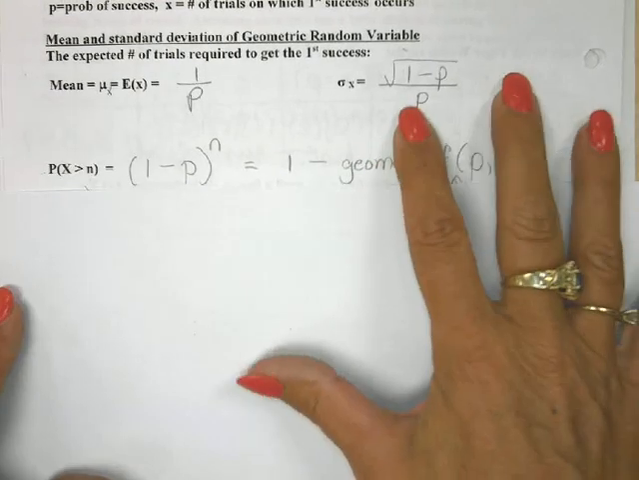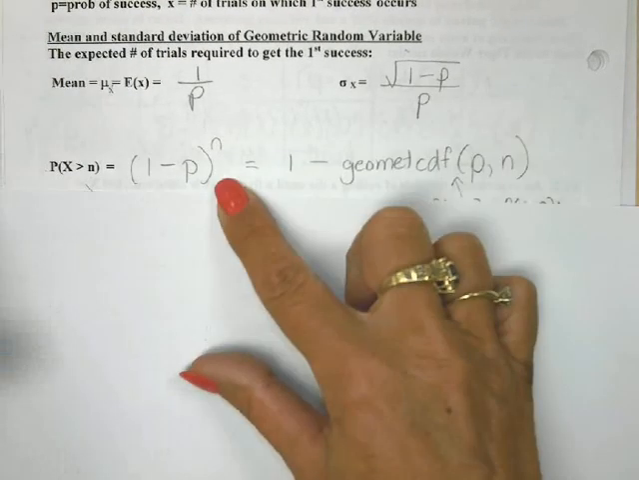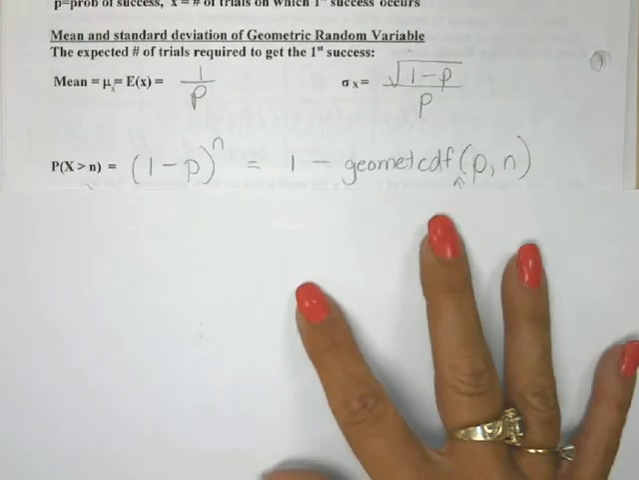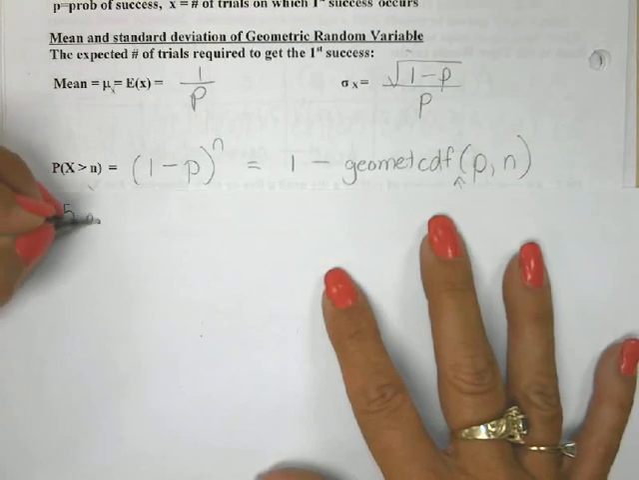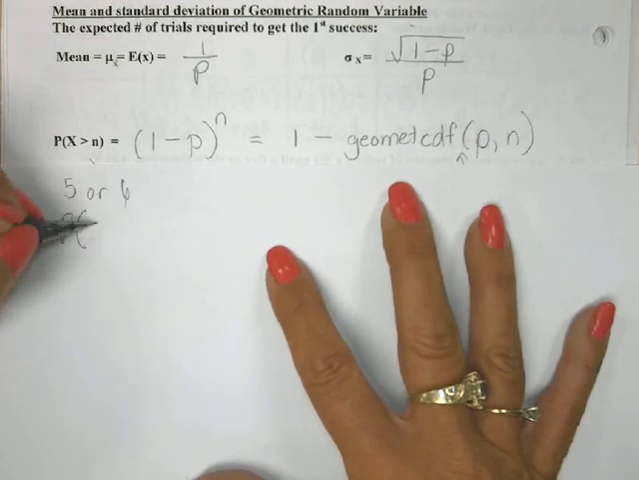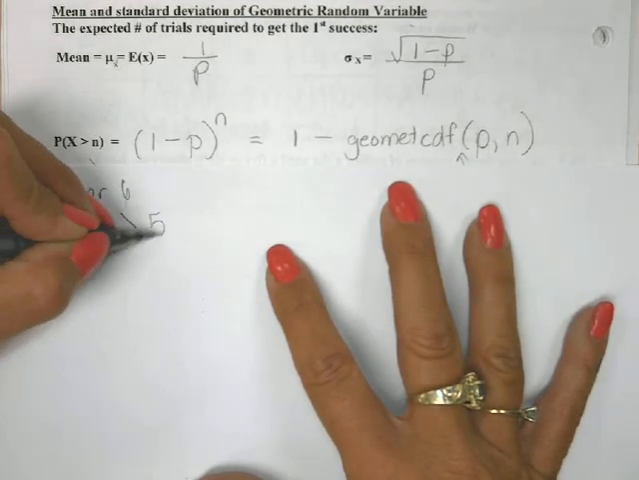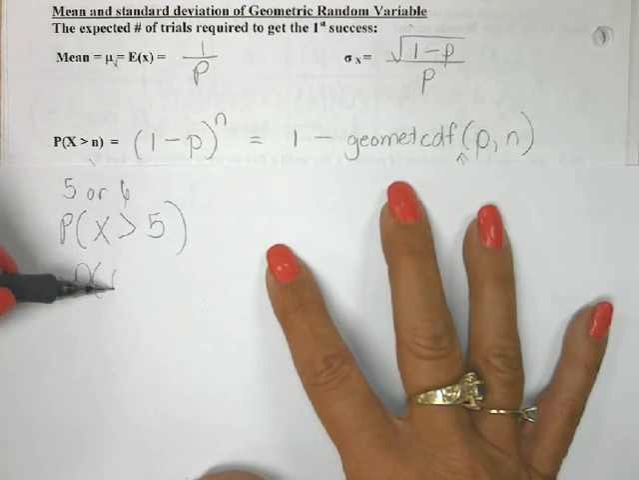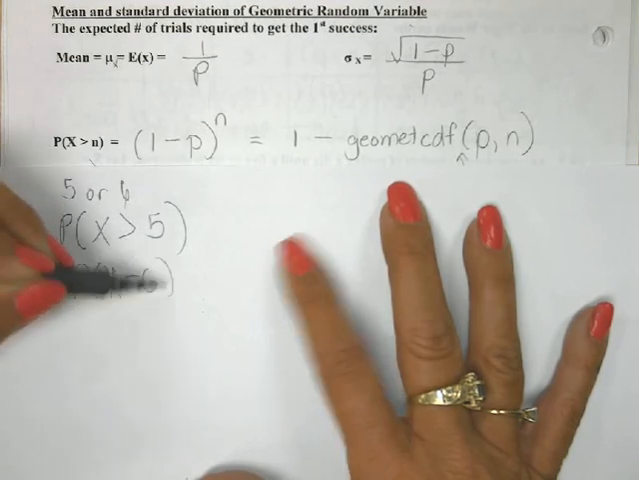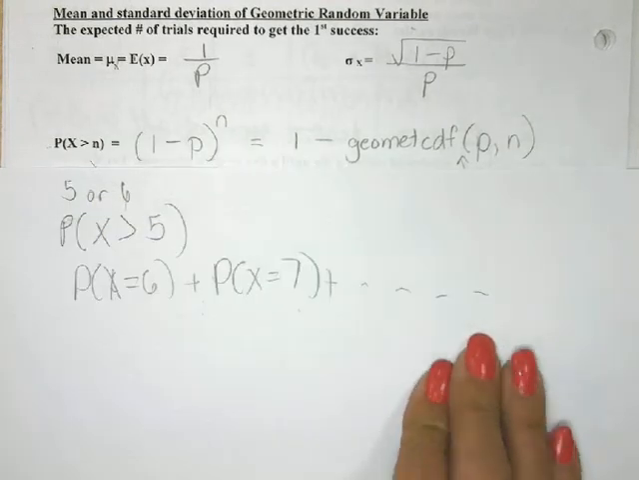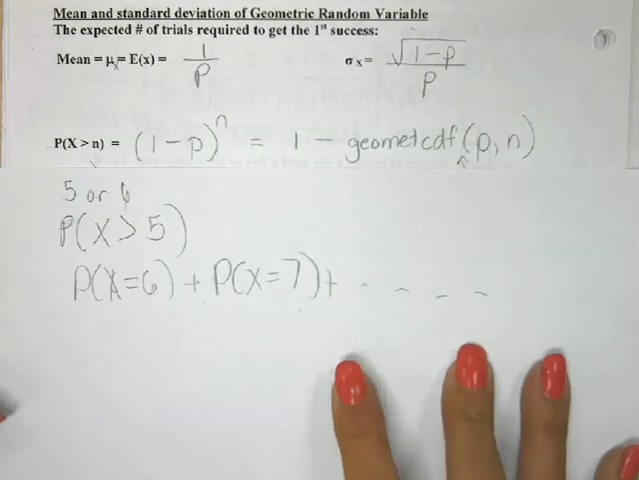And again, we're not going to prove it, but we'll look at what it means. Let's say in a setting where a 5 or a 6 is our success, I ask you, what's the likelihood that it's going to take you more than 5 rolls to finally get that 5 or 6? So it's going to take 6 rolls, or 7 rolls, or 8 rolls, or 9 rolls, or 10 rolls, etc., to finally get that success.